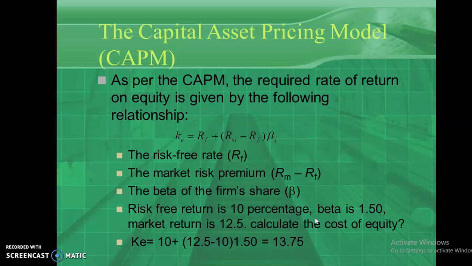So there are two approaches. One is known as dividend growth approach and the second one is capital asset pricing model approach. Both approaches are very popular in determining the cost of equity.